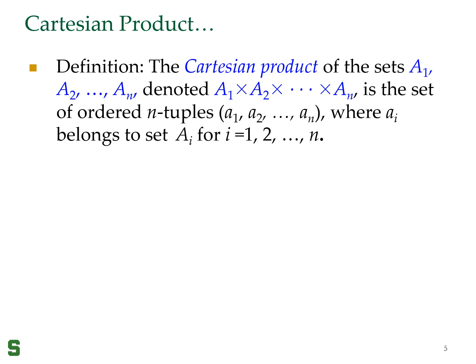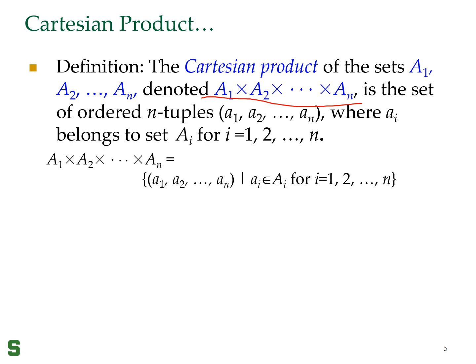A Cartesian product of n sets, we write this as A1 cross A2 cross all the way up to An, is a set of ordered n-tuples where the first element comes from the first set, the second comes from the second set, and so on and so forth. So the Cartesian product is A1 through An as an n-tuple. Each element comes from the corresponding set.